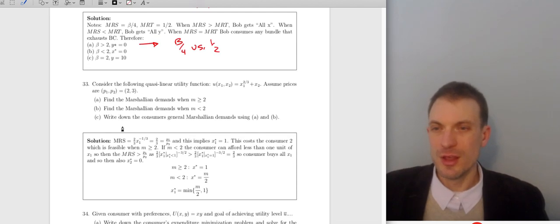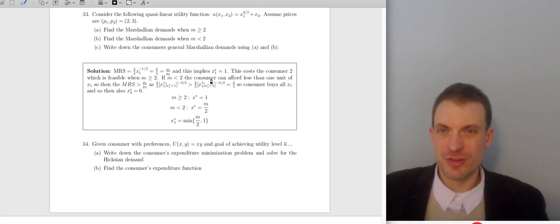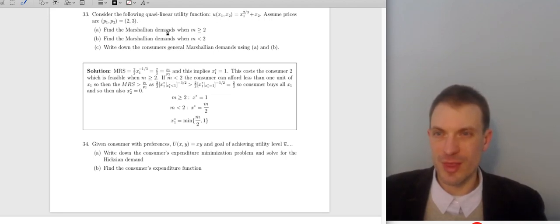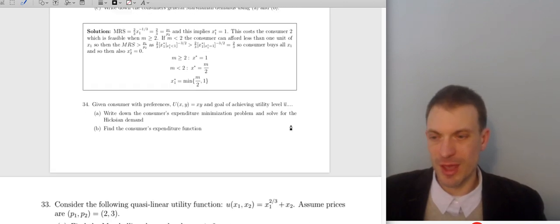All right. Consider the quasi-linear utility function: X1 to the 2/3 plus X2. Assume the prices are 2 and 3, so the price ratio is 2/3. Find the Marshallian demands when M is bigger than 2. Find the Marshallian demands when M is smaller than 2. Write the consumer's general Marshallian demands.